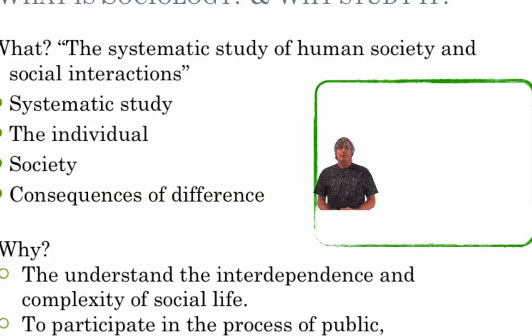Okay, when we're thinking about families in family sociology, I want to start with what sociology is. We look at it in terms of a definition: the systematic study of human society and social interaction. So let's look at the key pieces here. We're going to start off with systematic study.